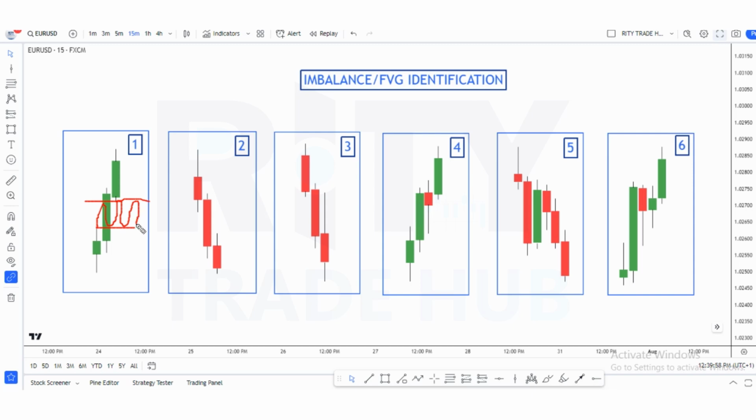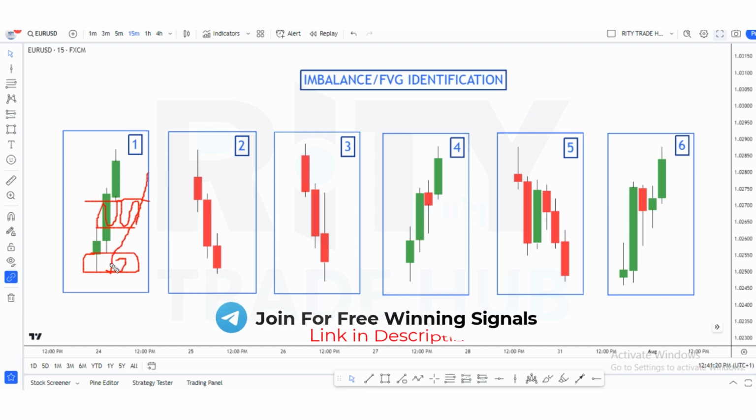So some persons also refer to it as fair value gap. So the gap between the high of the first candle and the low of the third candle is known as the imbalance zone or the fair value gap zone. So right here, as you can see guys, this is a demand zone, okay? So this implies that this imbalance was caused as a result of the influx of buy orders from this zone, which led to this imbalance right here.